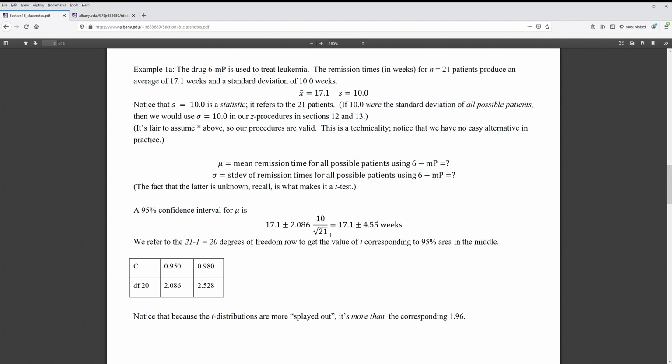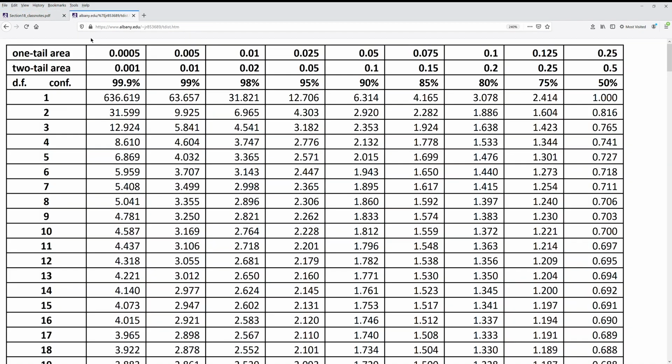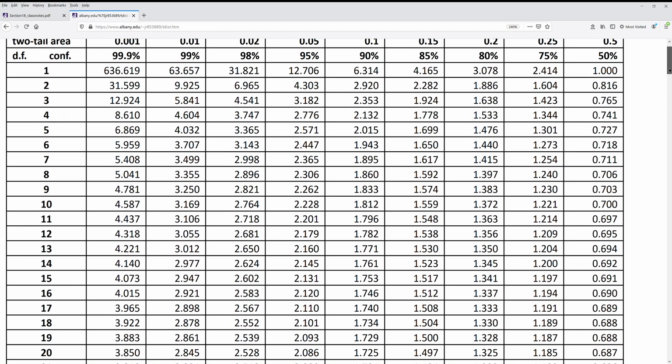This is 21 down here. That confuses people. It really is n down here. The n minus 1 doesn't come into it yet. It really is still square root of n in the formula. So 21. And then we'll go to our t-chart. How does a 95% confidence interval work for a sample of 21 patients? Well, again, the degrees of freedom is one less than the sample size. So on our t-chart, we'll scan down to the 20 row.